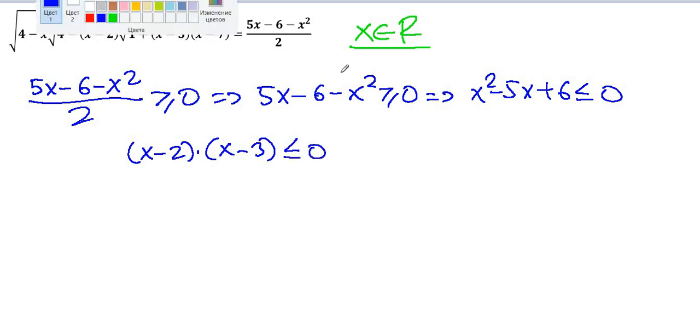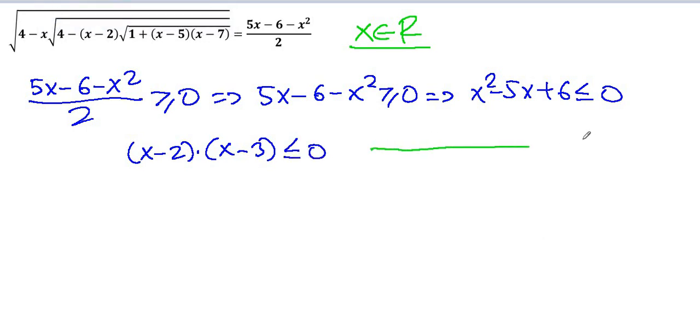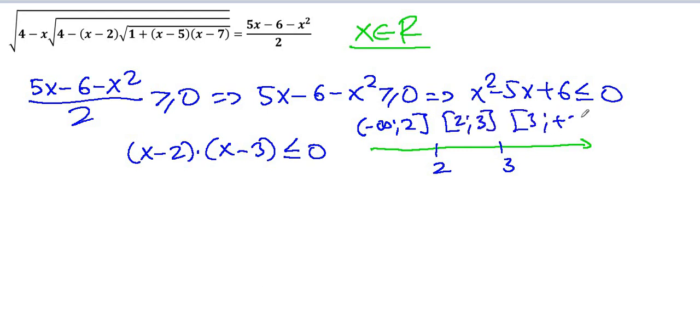Now let me draw a real number line. So here I have to show two roots, so the first is 2 and the second one is 3. Now I have to divide into three intervals. So the first interval is from minus infinity up to 2, and 2 is included, and up to 3, and from 3 up to plus infinity. Now let's check the sign of this inequality.